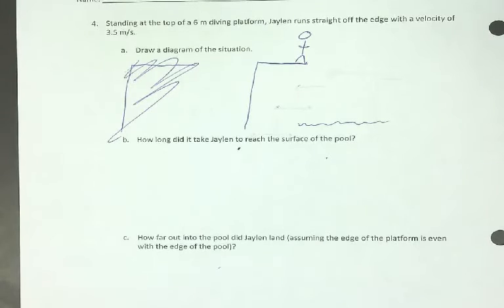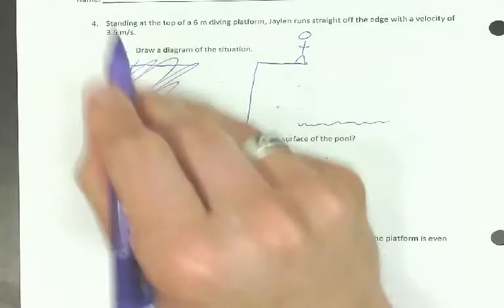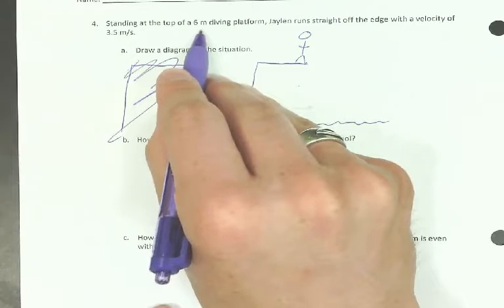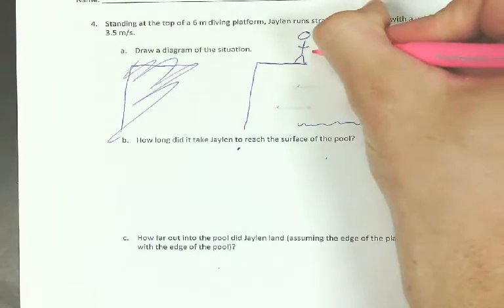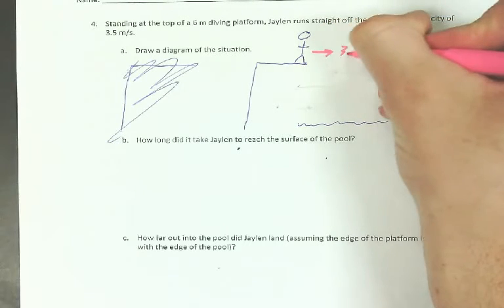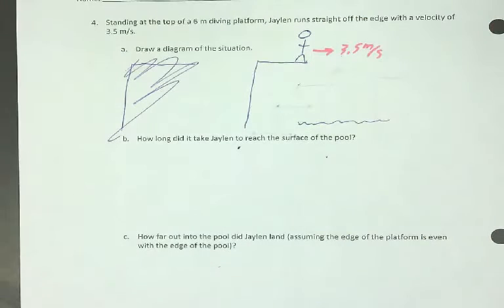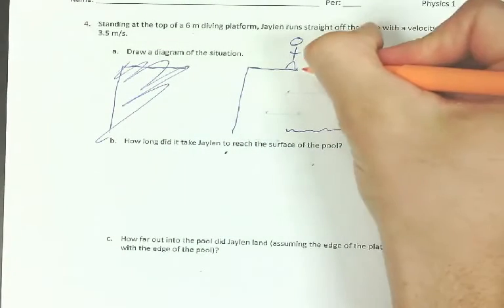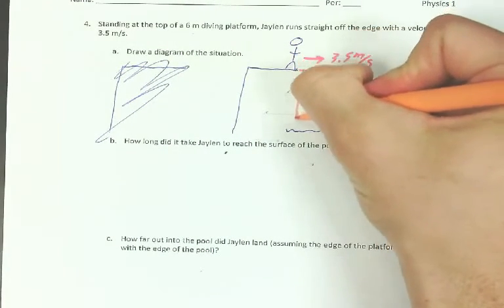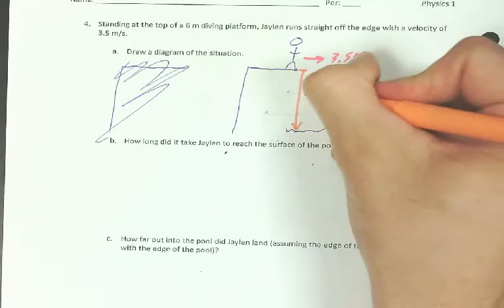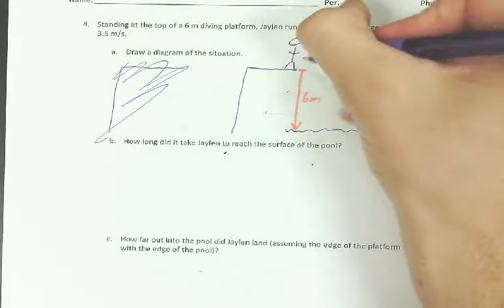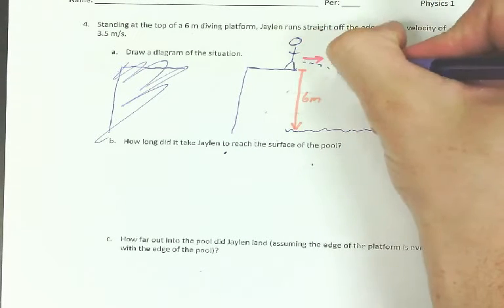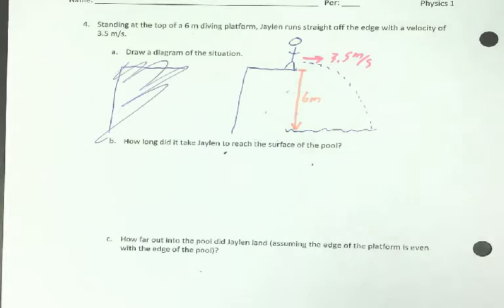And I want to label the numbers that are given in the problem. And there's 2. Standing on top of a 6-meter platform and running off with a velocity of 3.5. So if I'm running off with a velocity of 3.5, that's going to be forward. I have a 6-meter platform, so that's how far I'm going to go down. And then I need to draw the motion, so it's going to be a curved path, because that's what all projectiles do. They all travel curved paths.